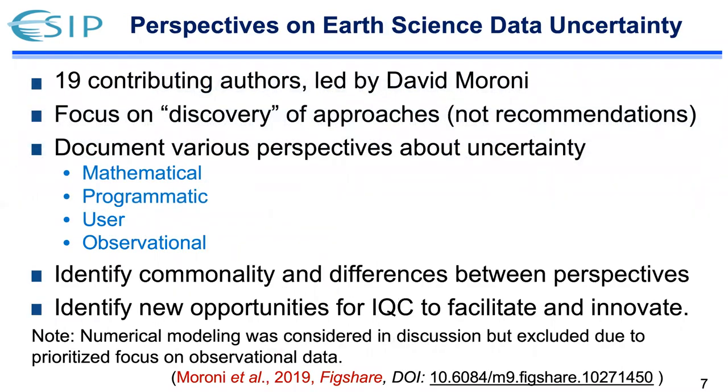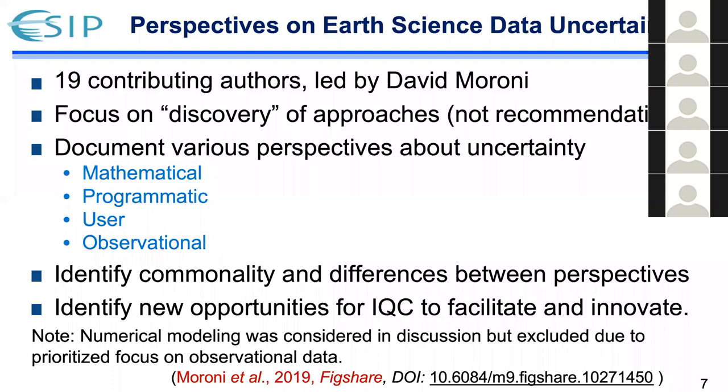The white paper on data uncertainty has 19 contributing authors and was led by David. It focused primarily on the discovery of approaches, and four perspectives are described. One is mathematical, one is programmatic, and the others are user and observations. The paper aims to identify commonalities and differences between different perspectives. And additional work is underway, focusing on modeling data and in situ data.